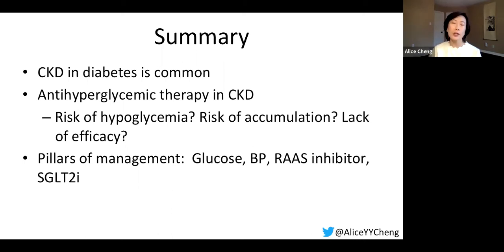So we need to then ask ourselves, is there a risk of hypoglycemia? Is there a risk of accumulation? And is there an issue with lack of efficacy? And if there are any of those, then we just need to adjust accordingly. And remember the 4 established pillars of management at this point: glucose control, blood pressure control, RAS blockade, and SGLT2 inhibition, and soon to be additional pillars to be added.